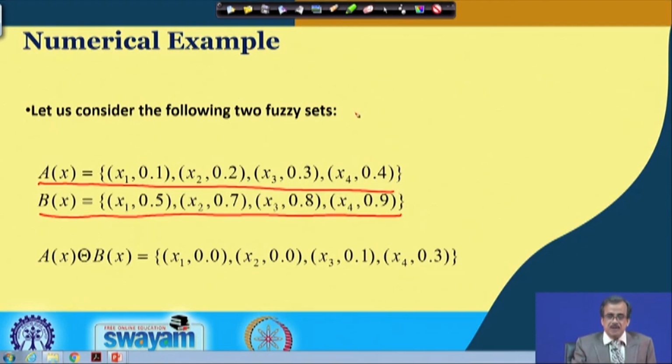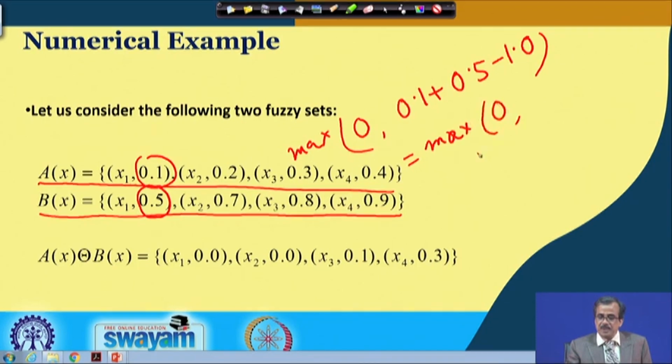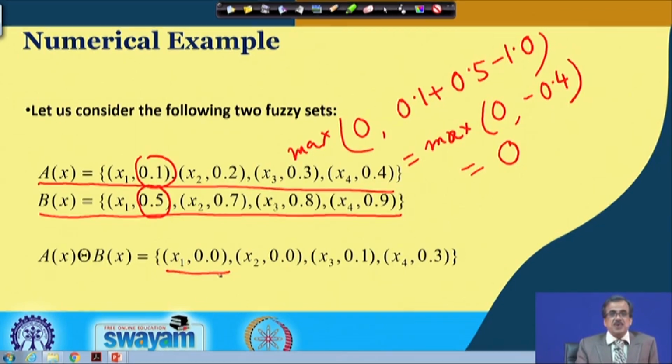We will have to find the maximum between 0 and mu A(x) plus mu B(x) minus 1, that is 0.1 plus 0.5 minus 1.0. This is the maximum between 0 and 0.6 minus 1, so it is minus 0.4, and the maximum between 0 and minus 0.4 is 0. So, corresponding to x1, I will write 0.0.